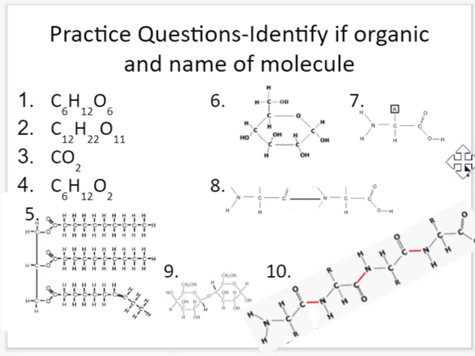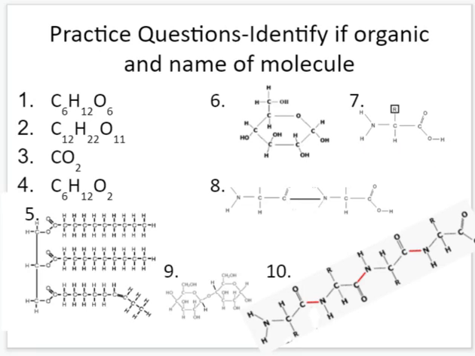Number 7. It has C's, H's, O's, and N's. Is it organic or inorganic? It's organic. It has carbon and hydrogen. It has C, H, O, and N, so we know automatically it is in which category? It is in the protein category. And because there's only one N, is it an amino acid, a dipeptide, or a polypeptide? It is an amino acid.